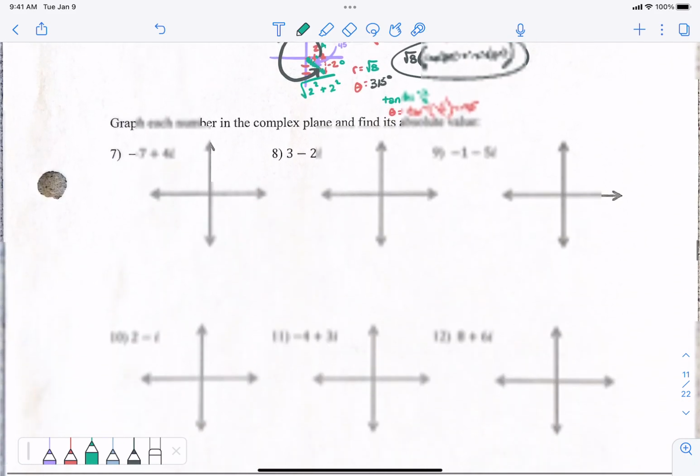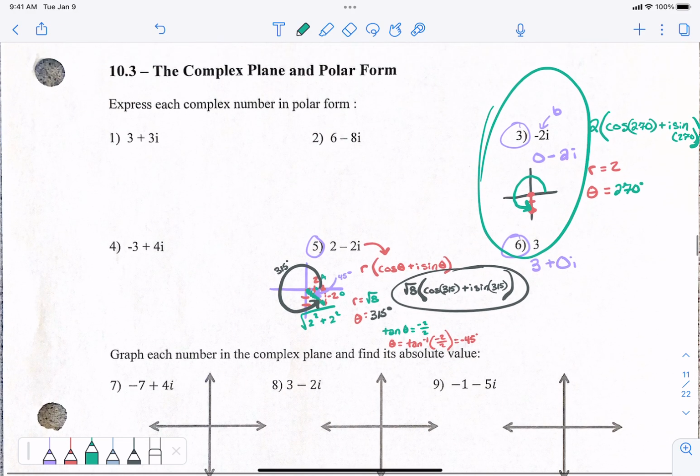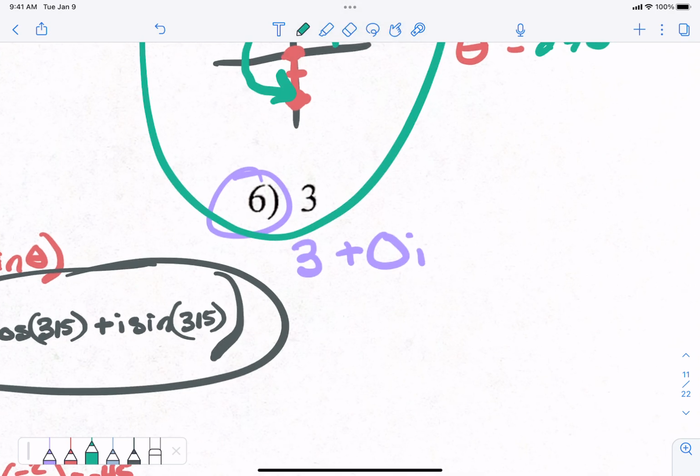So you should be able to do the entire first page. The bottom is just graphing them, right? So do 1 through 12. Tomorrow we'll do the backside stuff. Okay? We didn't do 6, but just think about it. Just graph it and find where it's located.